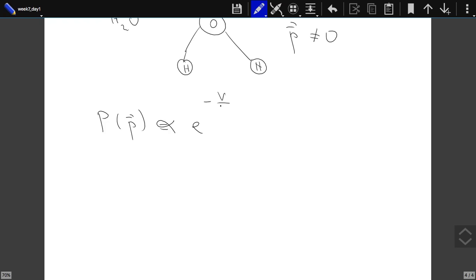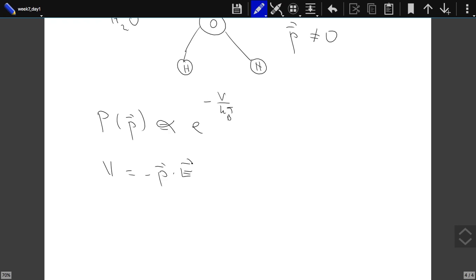When there is an electric field, there will be a slight preference for the dipole moments to be aligned in the direction of the electric field. And the probability for having some dipole moment will be proportional to e to the power minus V over kT, where k_B is the Boltzmann constant and T is the temperature. So if T is equal to 0, the most probable state will be the one that minimizes the potential. And V, for a dipole in an external electric field, will be minus P dot E.